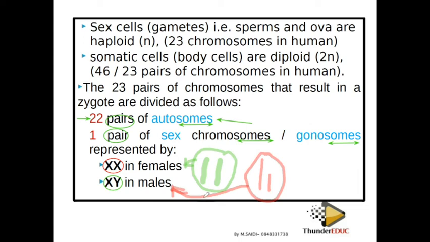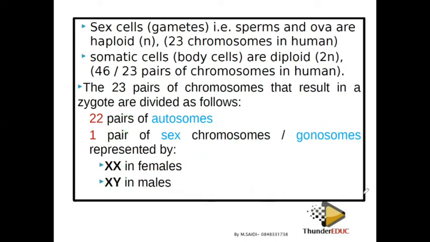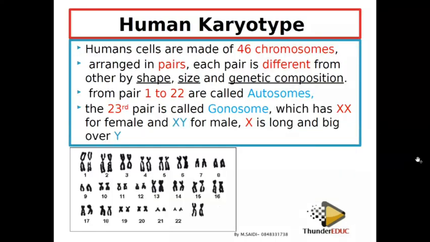What the teacher is talking about is the gonosome. And seeing this, let us turn to the next slide. All right? The human karyotype. That's where we're going to see what we are talking about. Human karyotype.